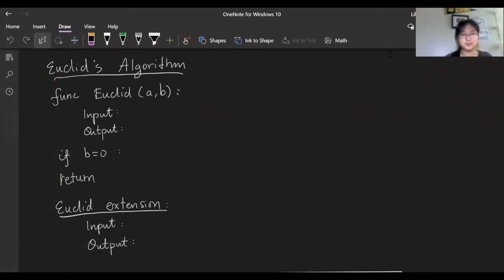All right, let's talk about Euclid's algorithm. Euclid's algorithm is an algorithm for finding the greatest common divisor of two numbers a and b. So I input two numbers a and b, and I want to output the greatest common divisor of a and b.